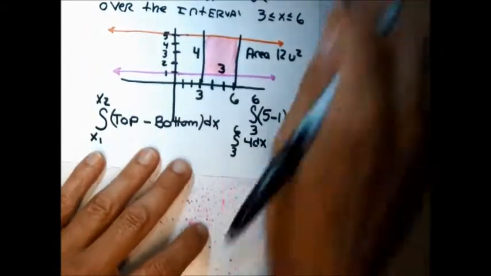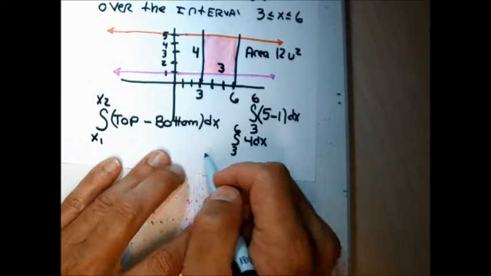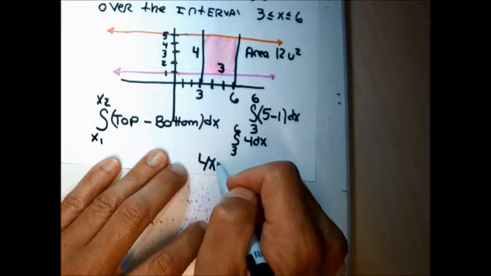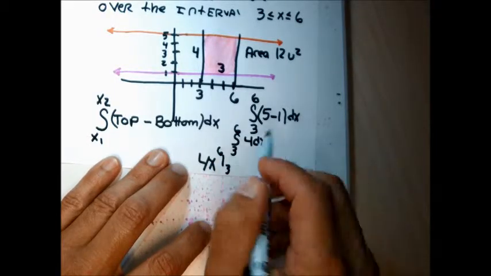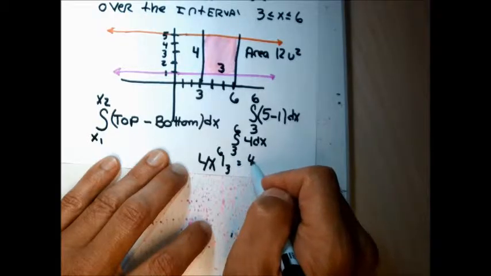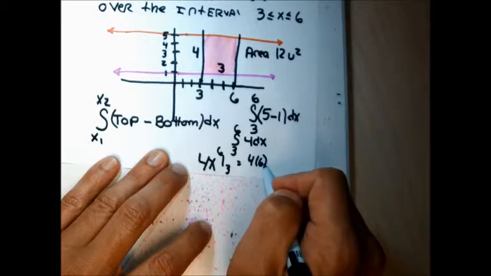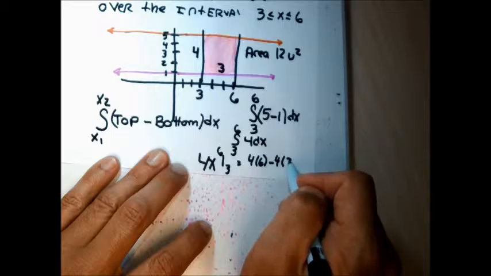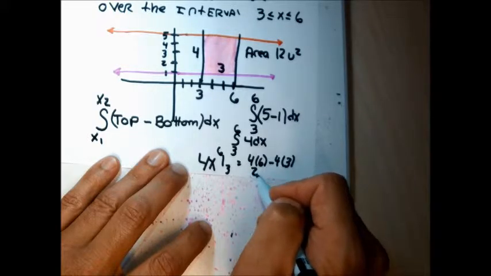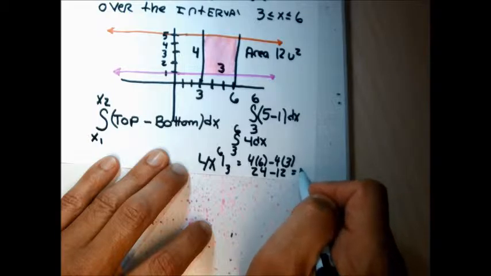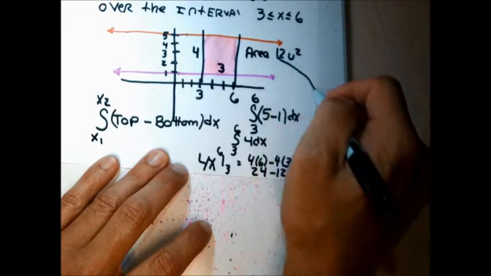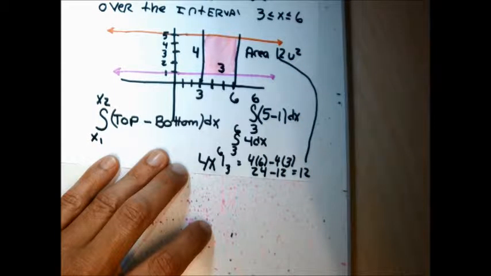The integral of 4 is just going to be 4x, but I have to evaluate it from 3 to 6. So I'm going to go 4 times 6 minus 4 times 3, which is going to be 24 minus 12, which is 12, which is exactly the same number that I got.